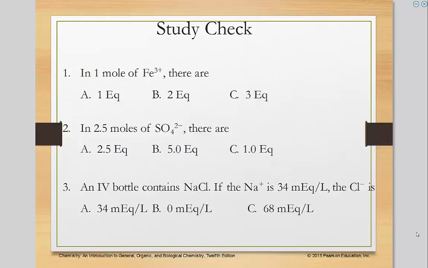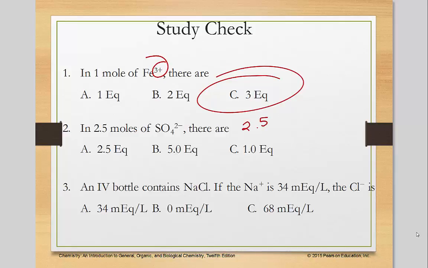Alright, so let's do a quick overview. 1 mole of iron 3 plus, there are 3 equivalents in that because of that 3 plus. 2.5 moles of sulfate, for every 1 mole of sulfate, there's 2 equivalents. That brings us to 2.5 times 2, which gives us 5.